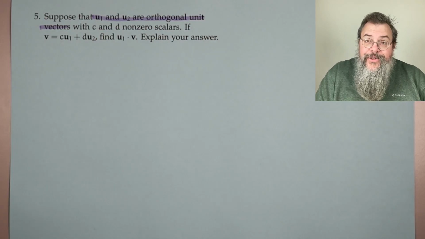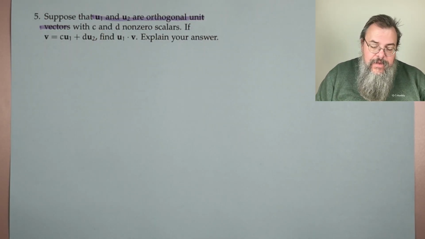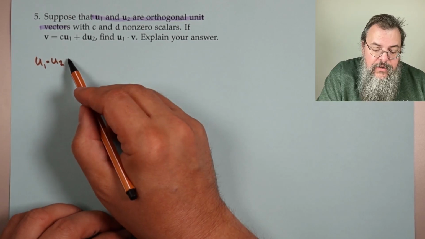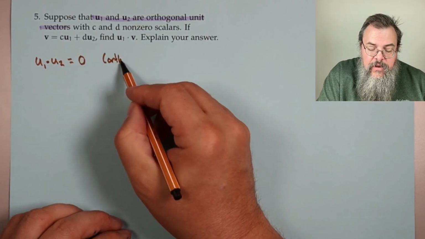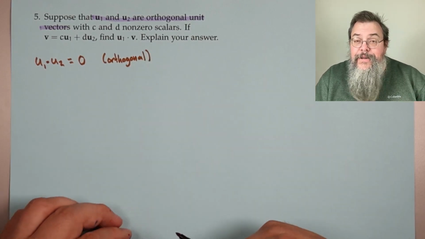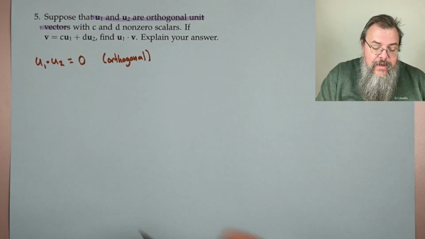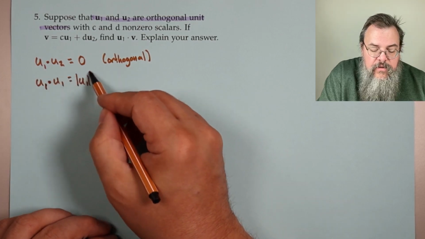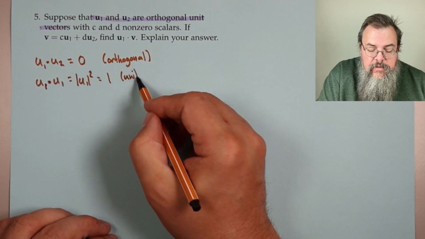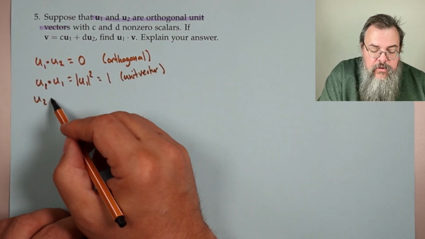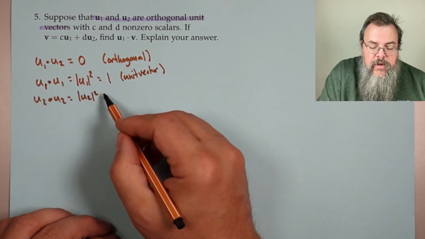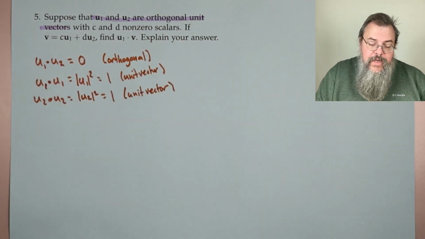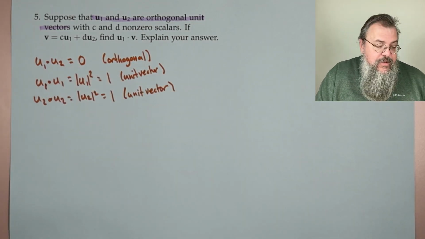U1 and U2 are orthogonal unit vectors. So what does that mean? Well, what happens if you take the dot product of U1 with U2? Well, you get 0 because they're orthogonal. The dot product of orthogonal vectors, and orthogonal is another way of saying perpendicular, the dot product is 0. Okay. What about U1 dot U1? Well, that's the magnitude of U1 squared, and that's 1. Why? It's a unit vector. And U2 dot U2, that's the magnitude of U2 squared, which is also 1 because it's a unit vector. All right, so this first part right there becomes these statements. So that's probably going to be useful for us to know.